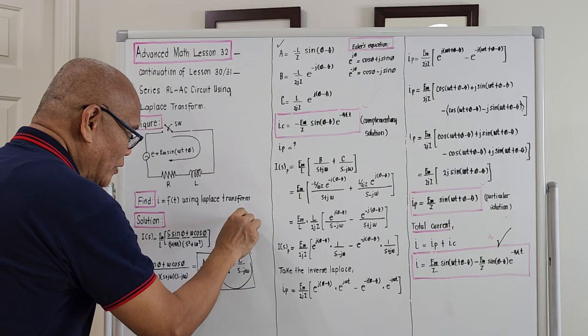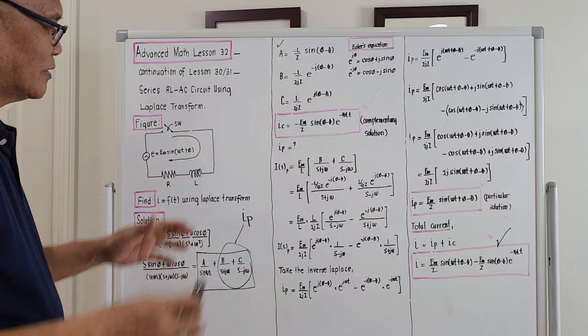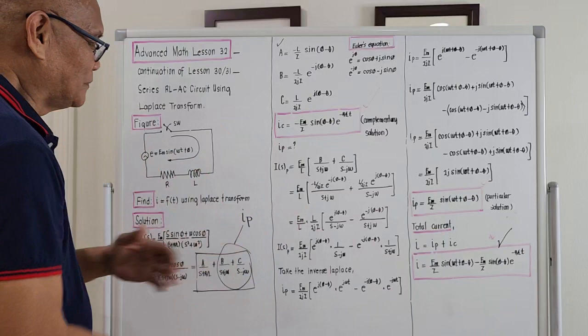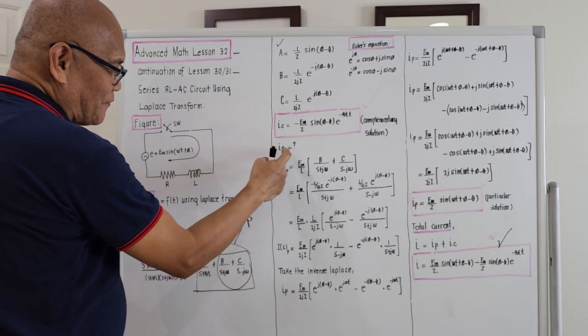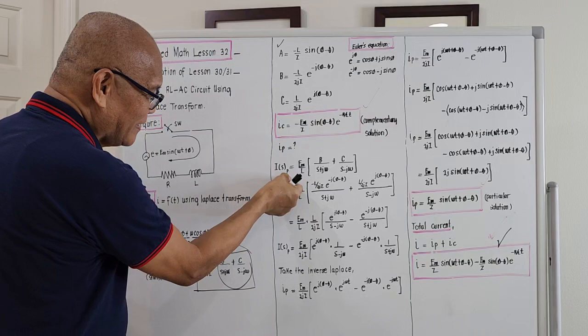Okay, let's proceed with the solution. So I particular equal to what it is. Let's go back to this. Capital letter I as a function of S. I will again put the subscript P here, meaning particular. I'm following this, E sub M over L.